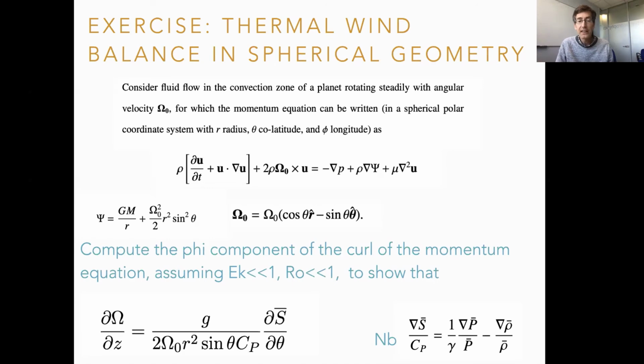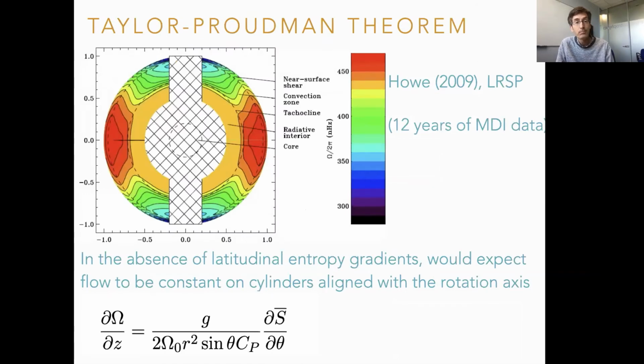The point here is that if there were no horizontal density variations, no horizontal entropy variations, then d omega/dz would be 0. That's what's known as the Taylor-Proudman theorem, or a version of it, which says that the flow really likes to be constant along lines parallel to the rotation axis. There are lots of manifestations of that, lots of interesting consequences of it in geophysical fluid dynamics, but also in stellar physics, and it leads to some interesting puzzles.